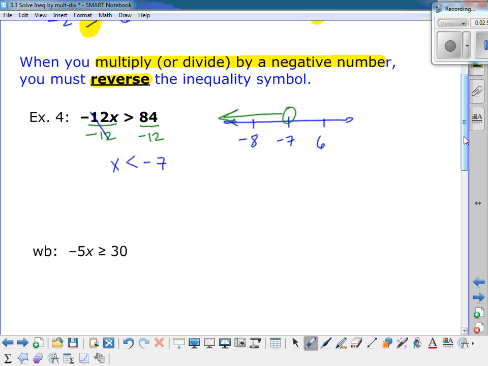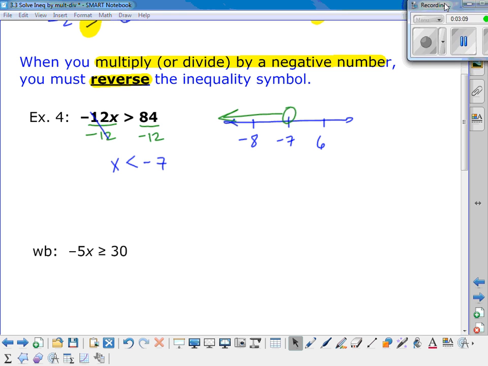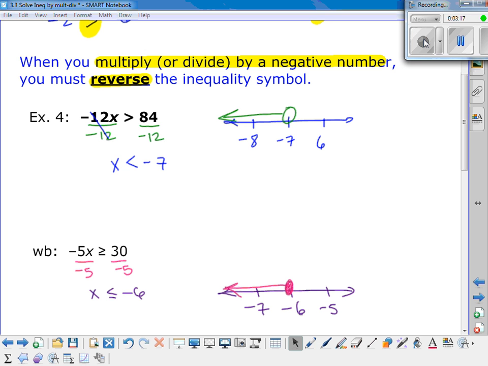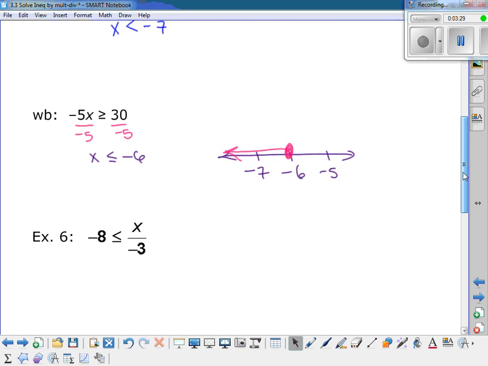Alrighty. So on your whiteboards, I'd like you to do this problem. Negative 5x is greater than or equal to 30. And graph your answer. Solve it and graph it. Okay, so you divided by negative 5, and you got x was less than or equal to negative 6, so it was a closed circle going to the left. Any questions? Okay.